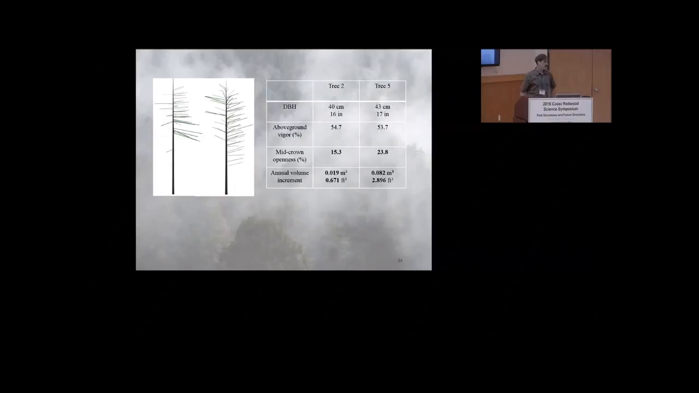So coast redwood is often called a shade-tolerant species, and sure, it's tolerant of shade. We had a subordinate tree that was 560 years old. It's been sitting in the shade for over 560 years and it's still alive. But these trees sure do like light for growth.